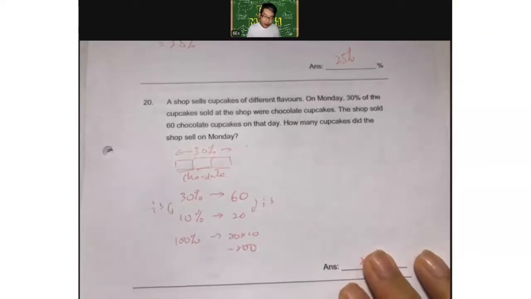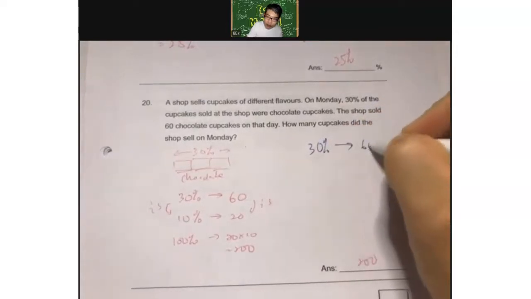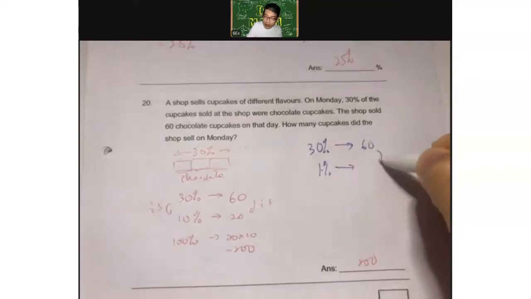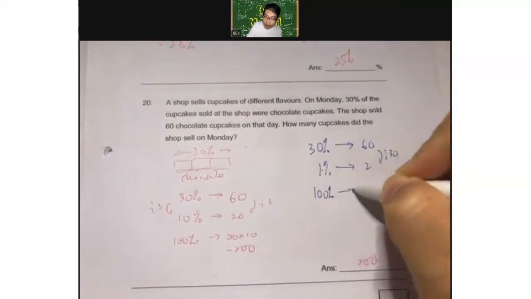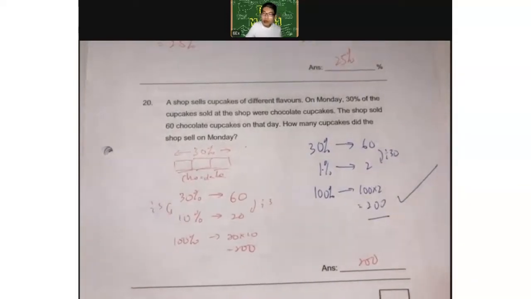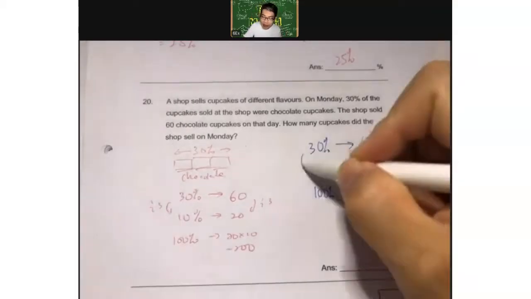I know many of you like to do this, and there's nothing wrong with that. You can do it definitely. You find out what is 1% first. You divide it by 30, you get 2. Then you find out what is 100%, 100 times 2, and get 200. And that's perfectly okay.